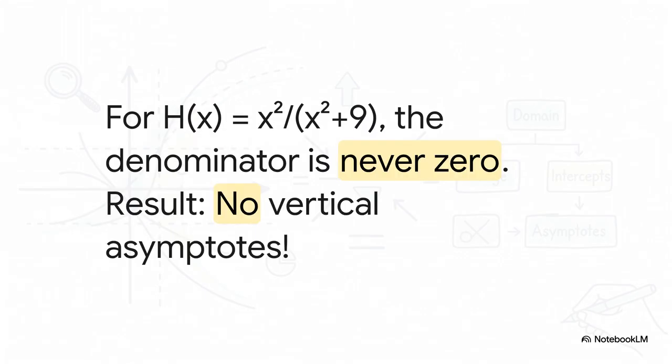But what about a case like this? The denominator is x squared plus 9. Think about it for a second. Can that ever be 0? Well, x squared is always going to be a positive number, or 0. So if you take a positive number and add 9 to it, there is no way you're getting 0. It's impossible. So since the denominator can never be 0, this function has no vertical asymptotes at all.